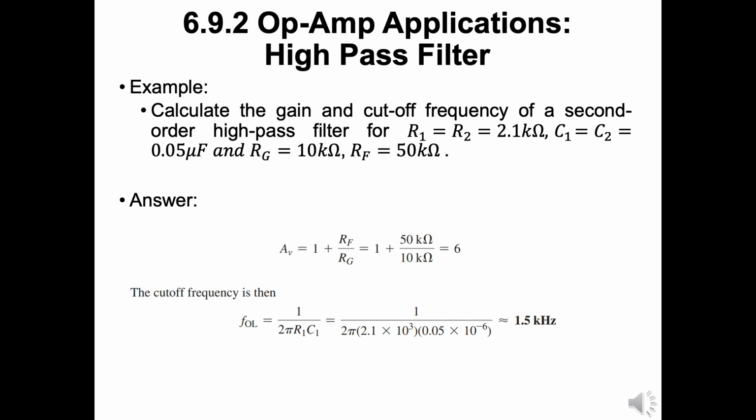The example for the high-pass filter asked us to calculate the gain and frequency of the second-order high-pass filter. AV is equal to 6. And FOL is 1.5 kHz.